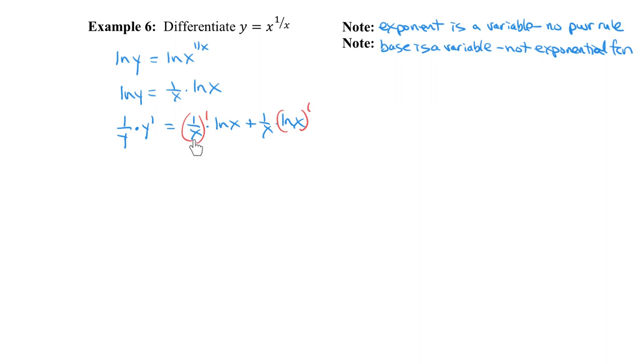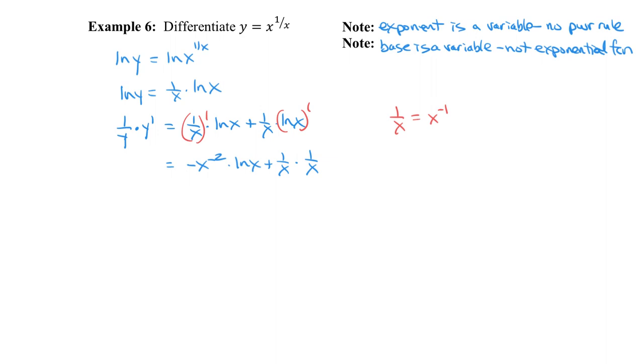So when I take the derivative of 1 over x, remember 1 over x is really x to the negative 1. When you take the derivative here, using the power rule, you get minus x to the minus 2. So this would be minus x to the minus 2 times the natural log of x, plus 1 over x times the derivative of natural log of x, which is 1 over x.